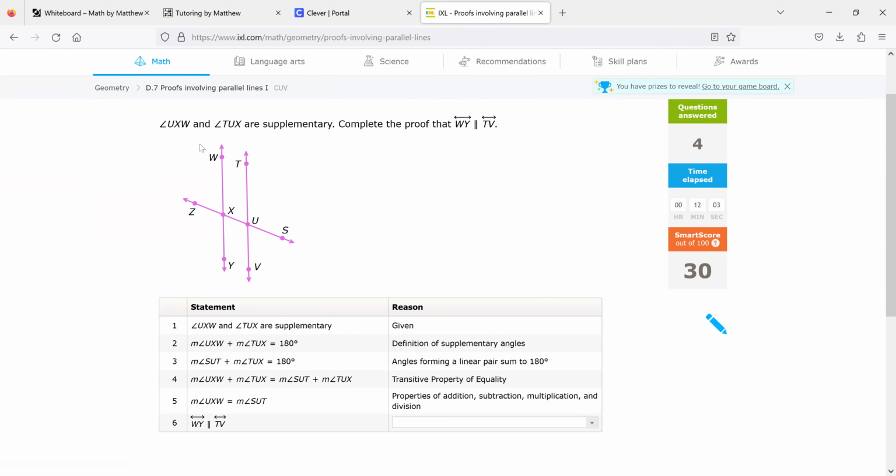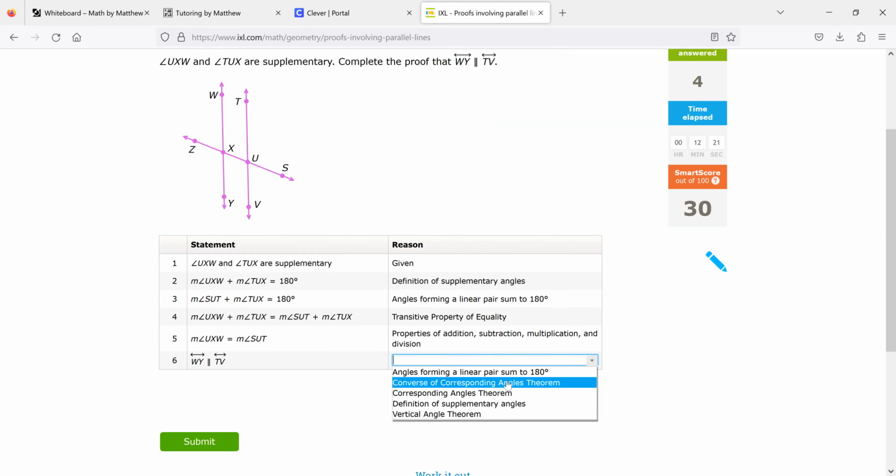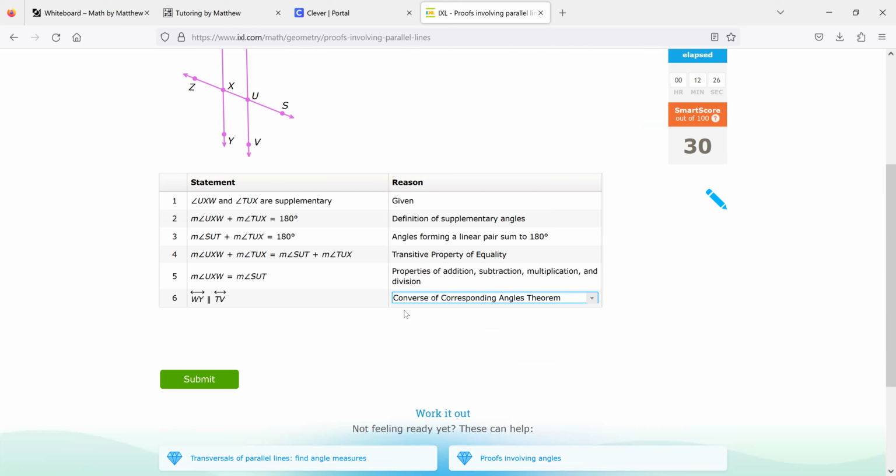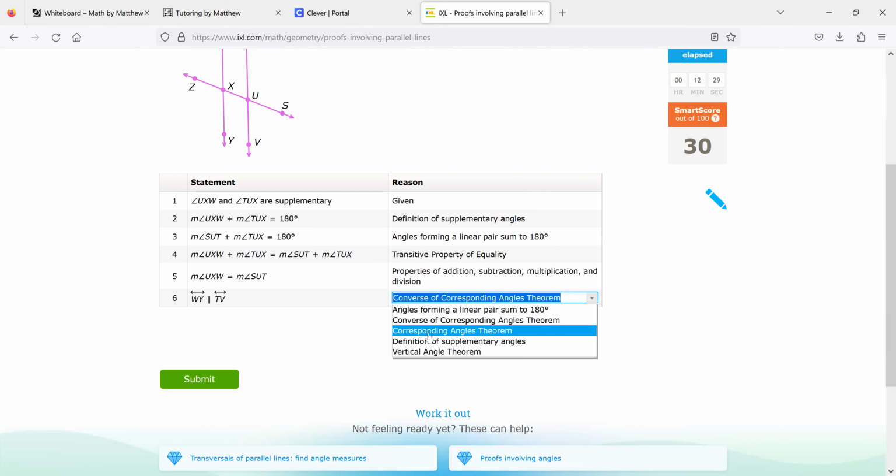UXW. So this next angle here and TUX are supplementary. So if these lines were parallel and they were cut by a transversal, then these would be supplementary. So the answer is it's the converse of corresponding angles. No, those aren't corresponding. Definition of supplementary angles. No. So I'm going backwards. I'm telling you that if the lines were parallel, then these two angles would add up to 180.